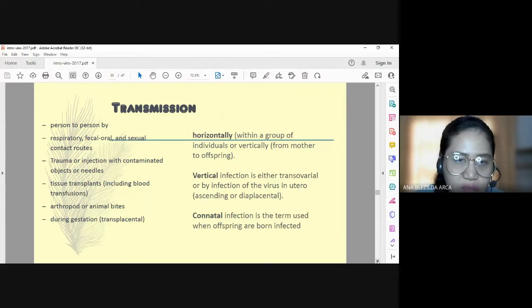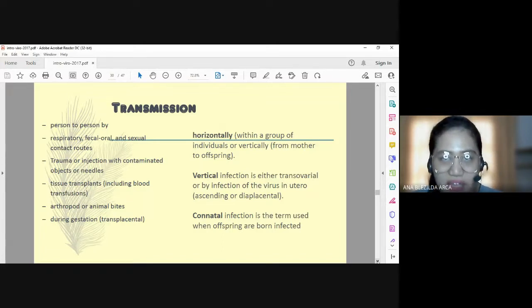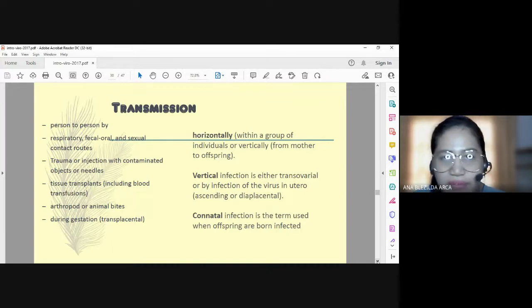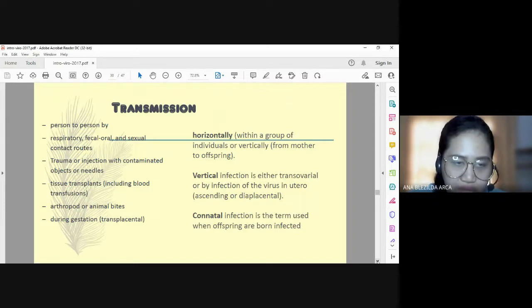Obviously. So, pwede rin na trauma or injection through needles na naprick ka ng needle na may hepatitis C. That's an example. Or, nasalinan ka ng dugo na may hepatitis. Tissue transplant, di ba? Including blood transfusion, kasama. Or, animal bites. Example ng animal bites is rabies, di ba? Nakagat ka ng aso, kaya nagka-rabies ka. Or, nakagat ka ng lamok, ng arthropod, kaya nagkaroon ka ng dengue. Okay? And even during gestation or transplacental.